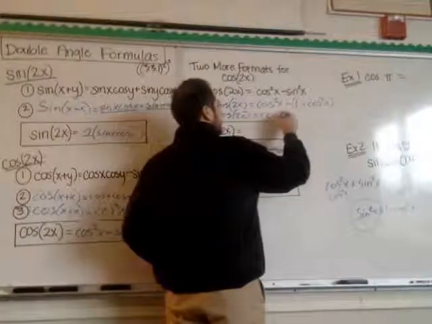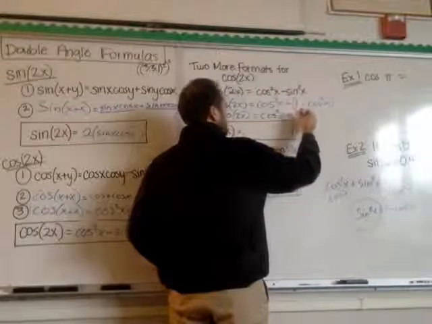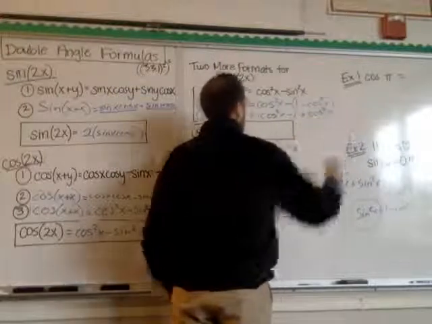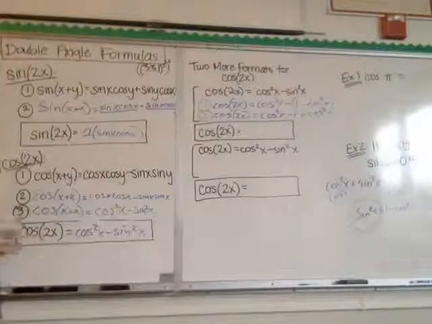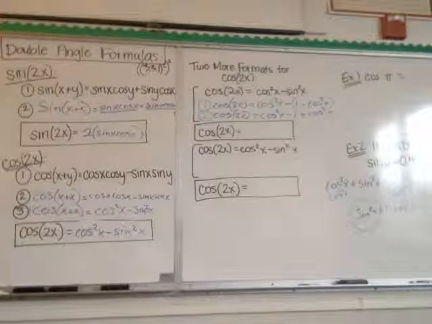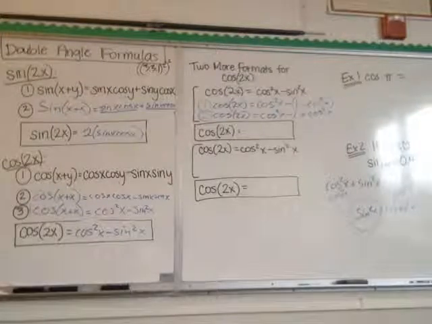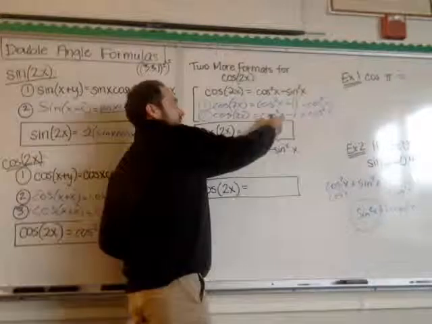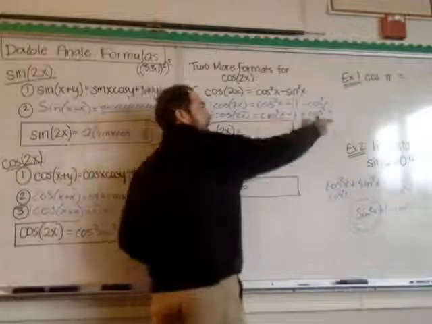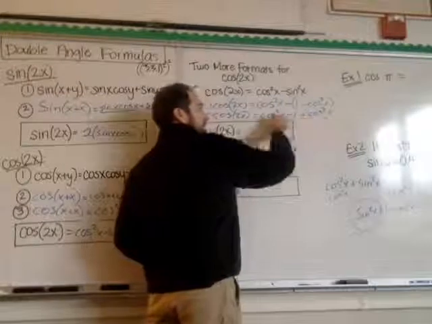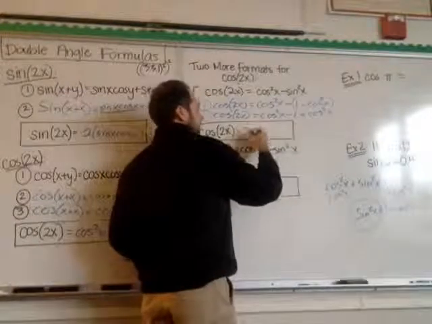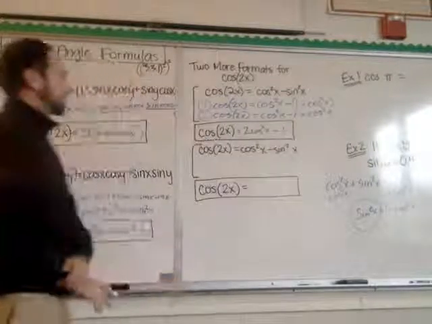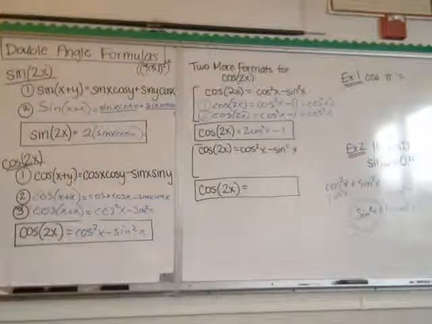And then use what we did in the other identity to kind of help you see what you can do with this now. What did we do to simplify this before? Cosine squared of x plus another cosine squared of x. 2 cosine squared of x. Minus 1. That's our second cosine of the double angle.